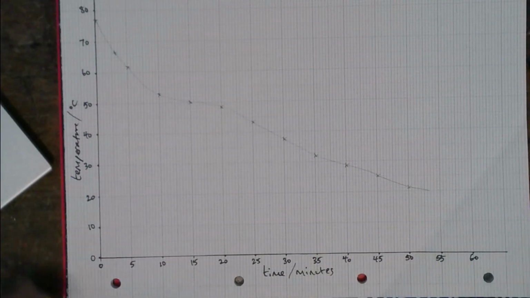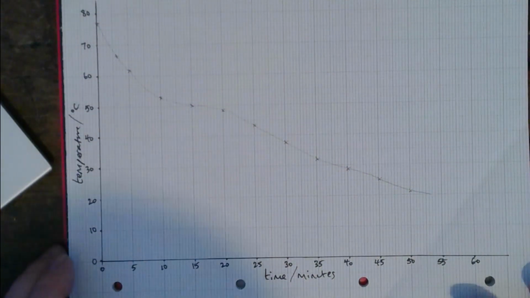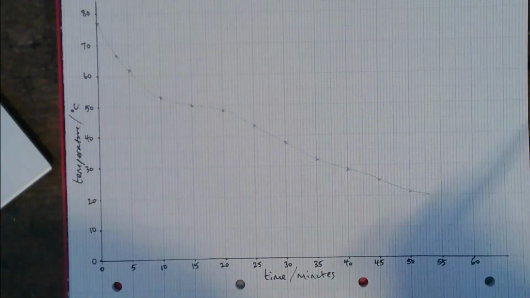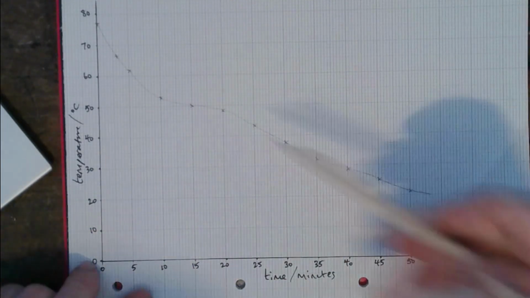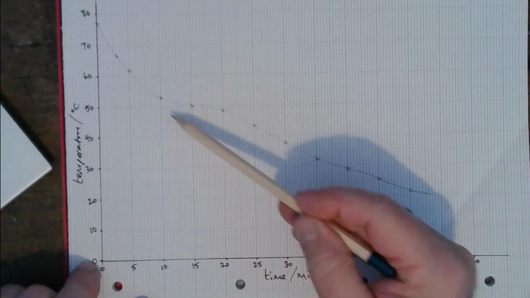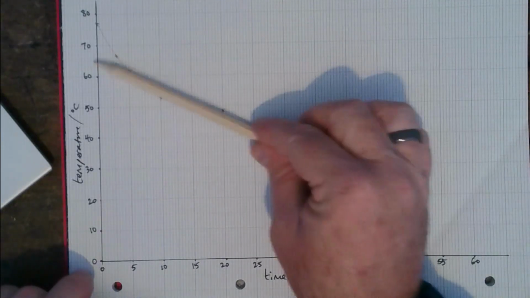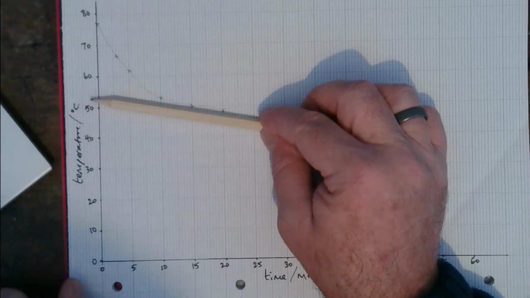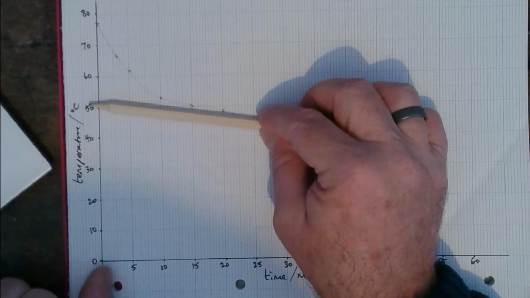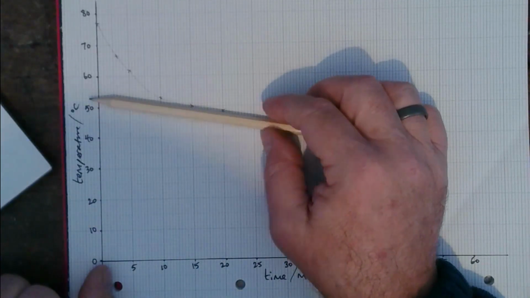Okay, this is a cooling curve for a substance that's changed state. It's gone from liquid to solid. Okay, and it's solidified in this region here, where the rate of cooling has decreased to almost zero, but not quite. So I guess it's not a very pure substance.